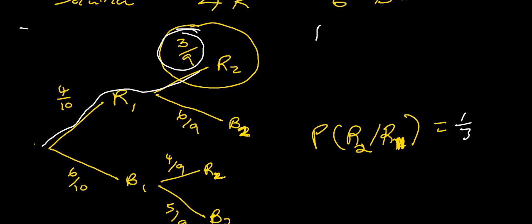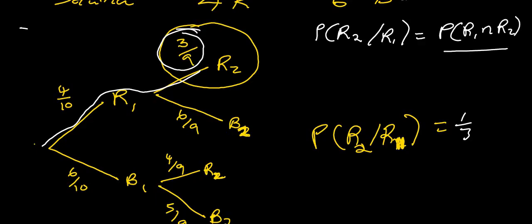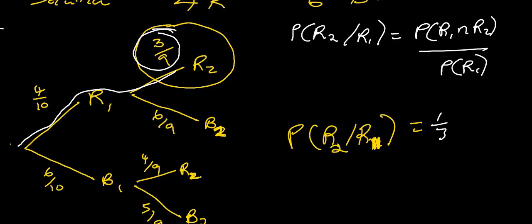So if we were to work it out, they're saying R2, given that the first one is red as well, we're supposed to get R1 and R2, then over the probability that we have R1. That's what we're supposed to do. But here it's just straightforward from this. We can just pick it directly from here. So the answer is this guy here.